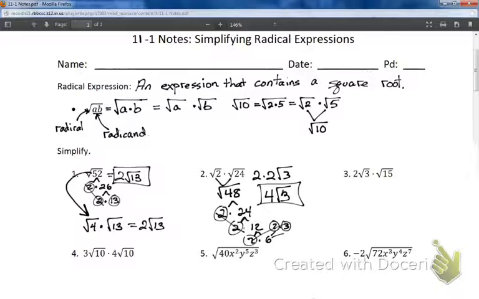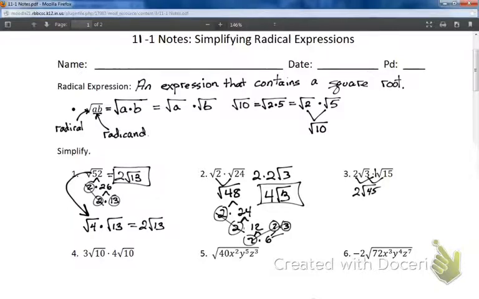Alright, looking at number 3, a problem where there's a number in front of your radical already. This 2 root 3, 2 square root of 3, or 2 times the square root of 3. And then the next thing you need to remember is that technically all of these radicals have a number in front of them. You could think of this as 1 root 15. Well, you'd multiply this just like you'd think. You multiply the whole numbers together, so 2 times 1 is 2. Root 3 times root 15 is root 45.